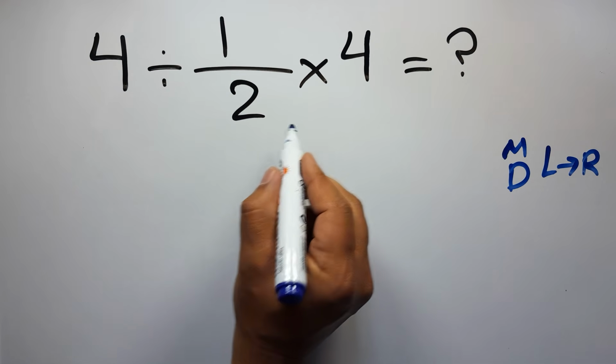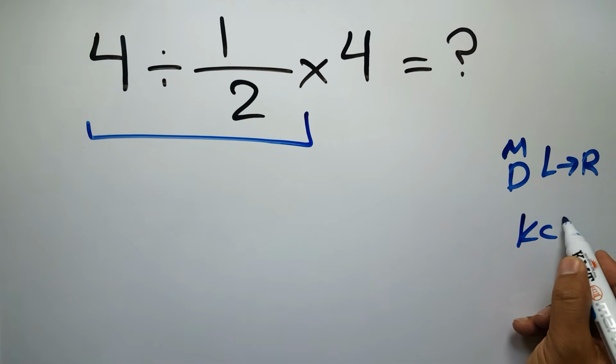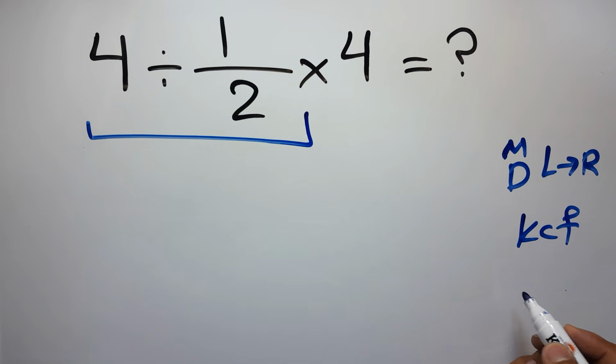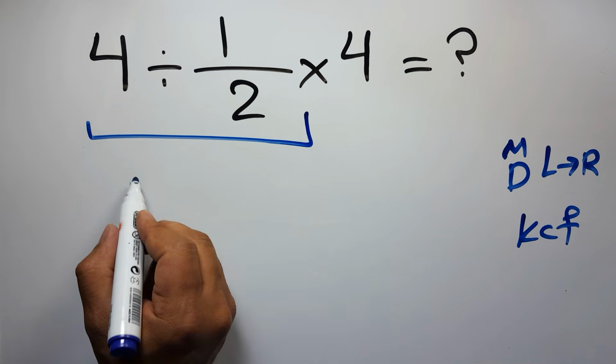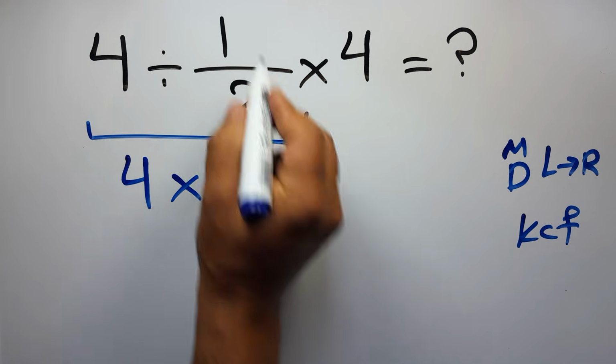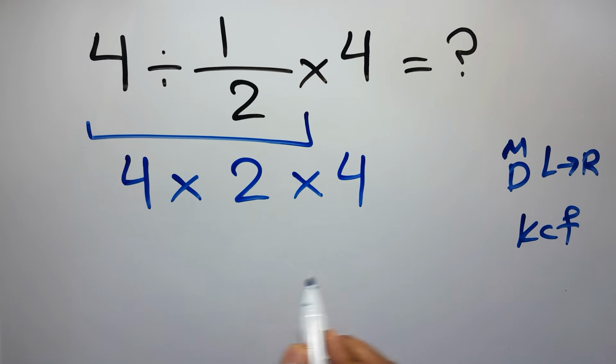4 divided by 1 over 2. According to the KCF rule, K stands for keep, C stands for change, and F stands for flip. We can write keep the first fraction, change division to multiplication, and flip the second fraction. And here we have times 4.